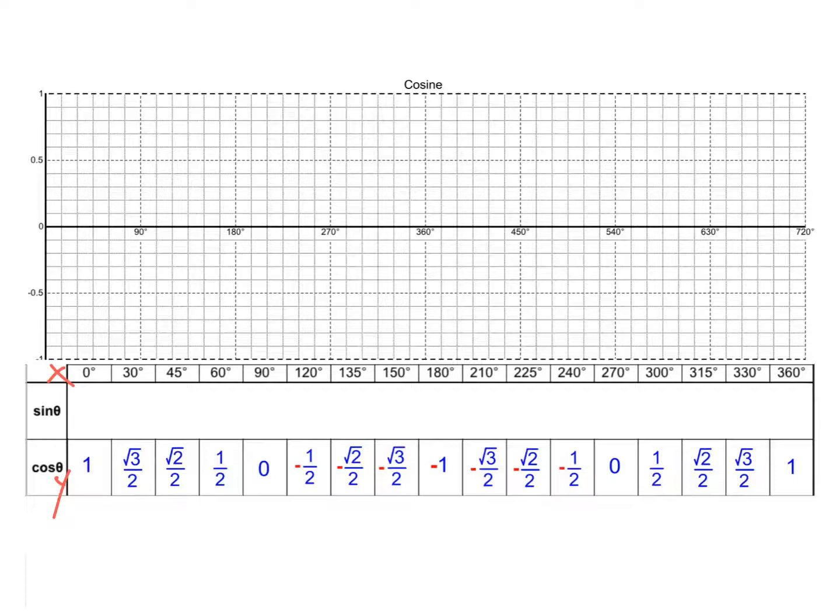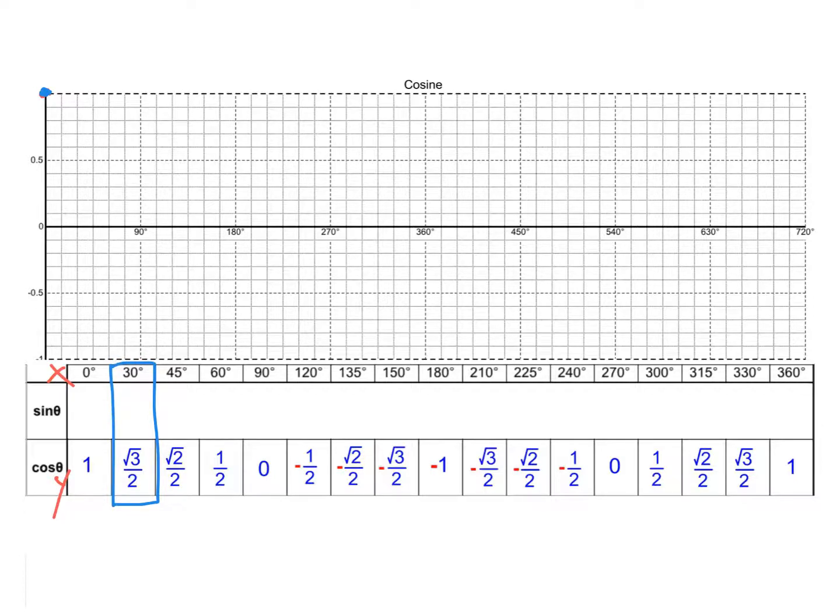So in plotting these, for instance, this very first point that I have here is 0, 1. So I can then actually plot the point up here at 0, 1. So go ahead and plot that point on your graph, 0, 1. And then I'm just going to keep going through this table to get points.